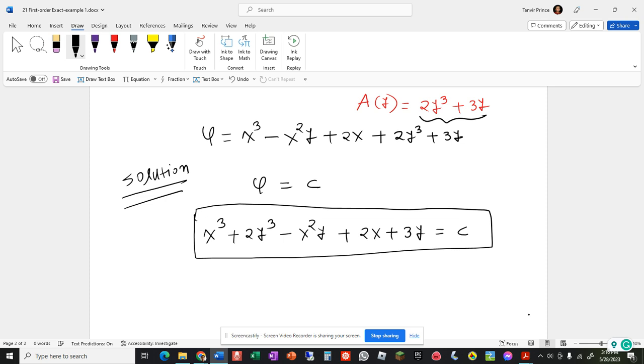My y is not solved explicitly, and it is very difficult to solve because it's a cubic equation, and we are not going to do that. In some easy cases you might want to make it explicit by solving for y, but not in this case. So this is my final general solution, my general implicit solution.